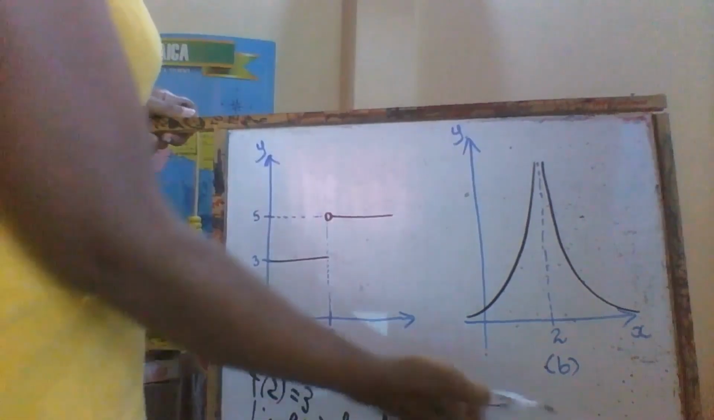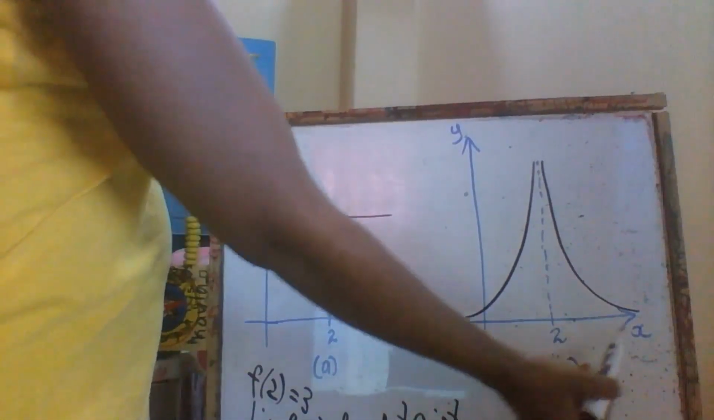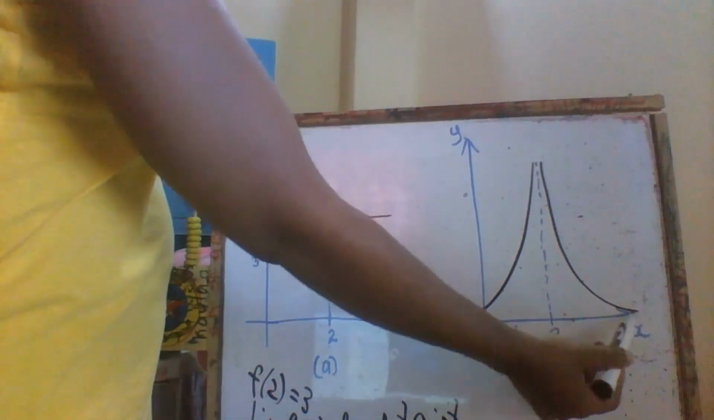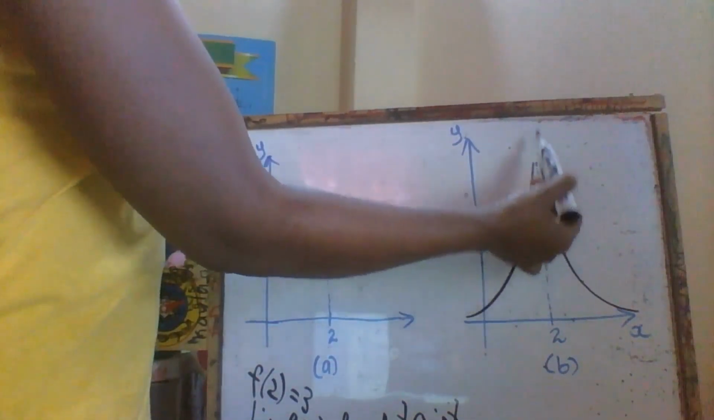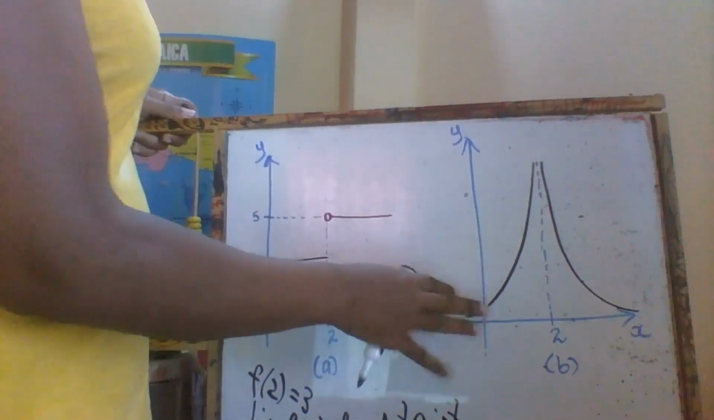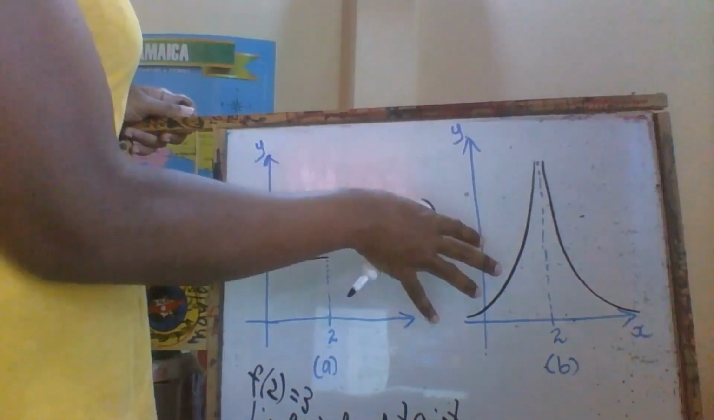But the same thing happens from the right side. If we're approaching 2 from the right, on the graph over here, the y value is increasing and increasing without bound. And so we would say that the limit for this one also does not exist.